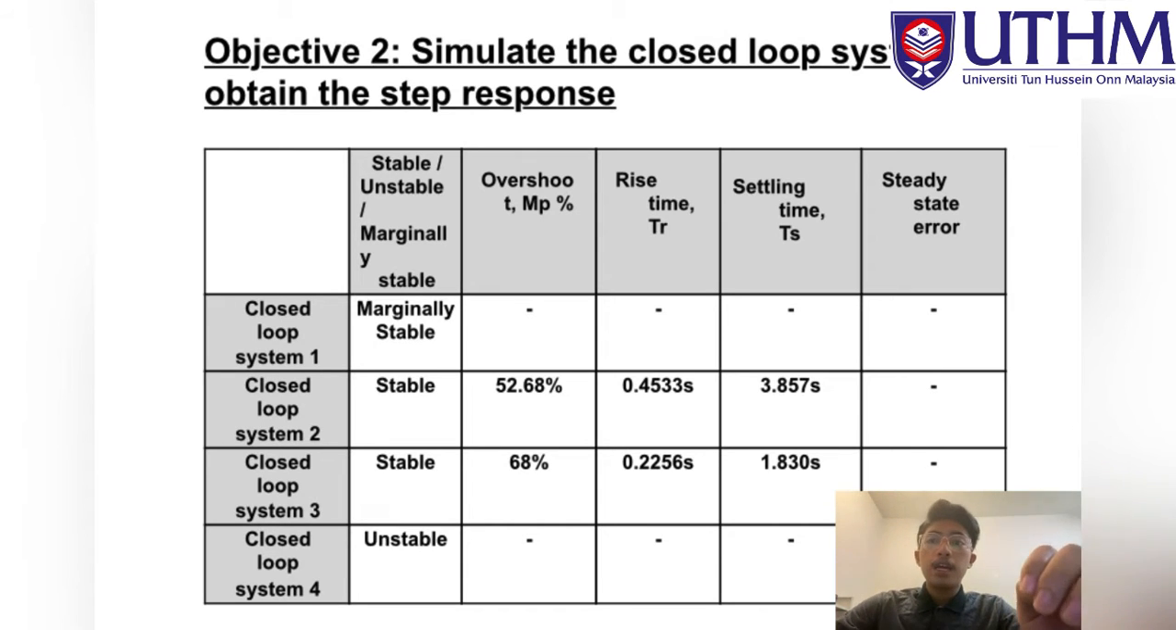So now I want to explain the objective to simulate the closed loop system to obtain the step response. I want to find whether it is stable, unstable or marginally stable, and the overshoot, rise time, settling time, and steady state error. These are given for closed loop system 1, closed loop system 2, closed loop system 3, and closed loop system 4. So we have 4 closed loop systems to find the overshoot, rise time, settling time, and steady state error.